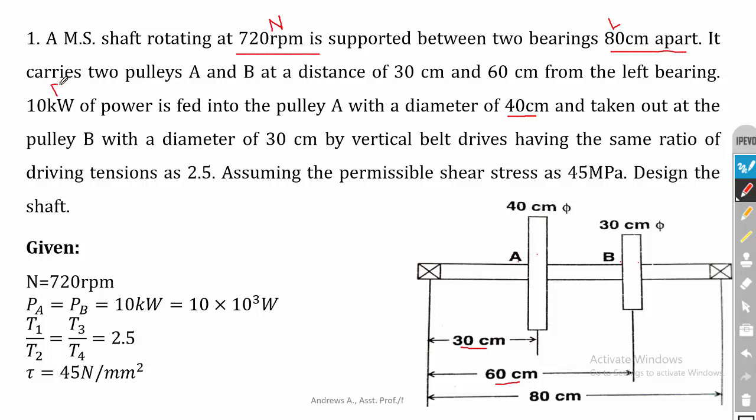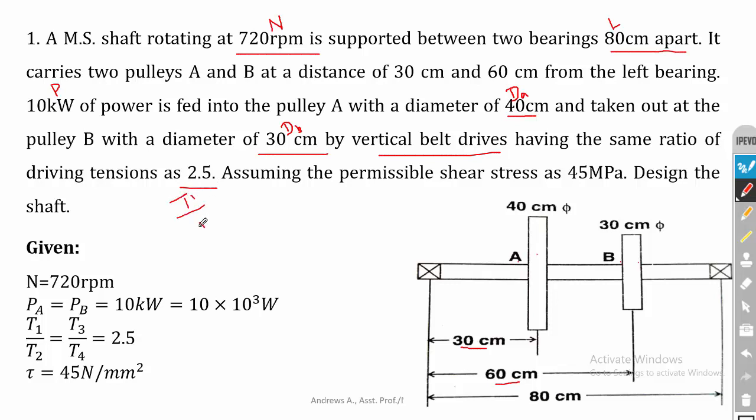So P is given. Then the diameter of pulley A, dA, is given, and power is taken out at pulley B with a diameter of 30 centimeter. So the pulley B delivers the power. Pulley B is actually delivering the power to some other machines. So pulley A is receiving the power and pulley B is delivering the power. The diameter of pulley B is 30 centimeter by vertical belt drive. So both the pulleys are vertical ones, having same ratio of driving tensions as 2.5.